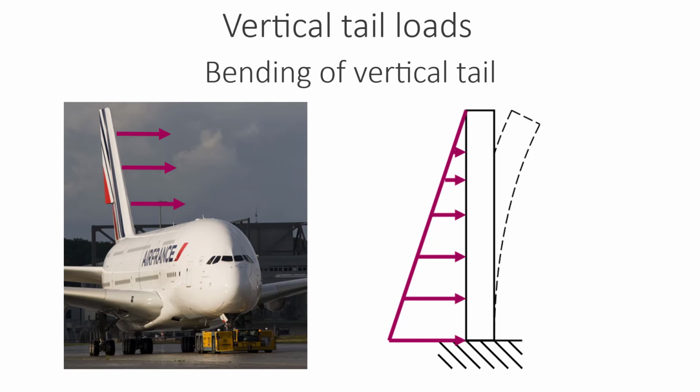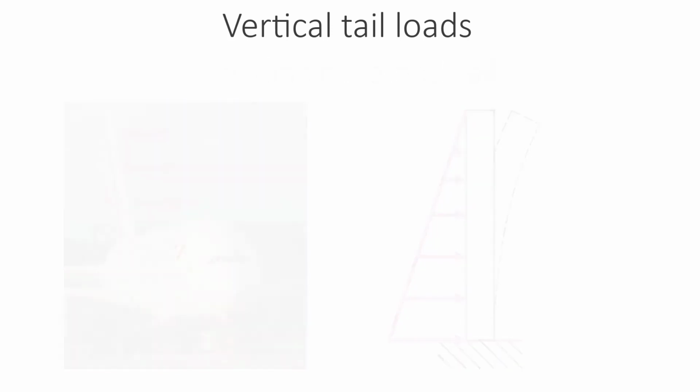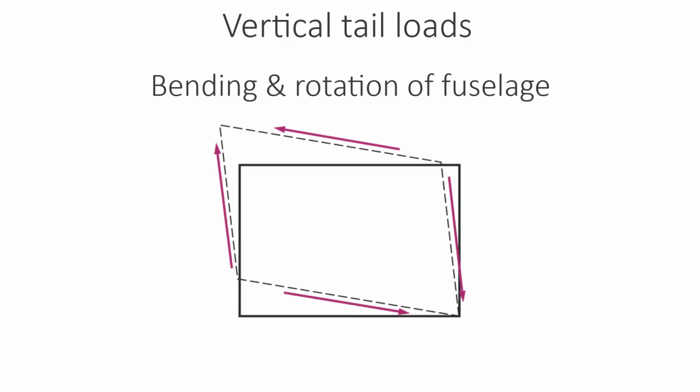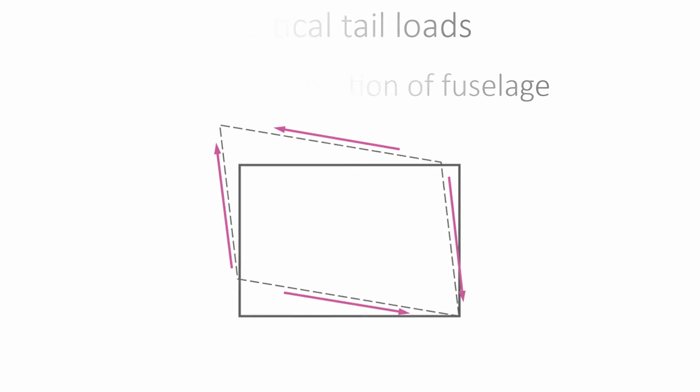But this is only the part of the vertical tail. If we now consider the whole structure and assume that the fuselage is clamped at the location of the wing, what we can then see is that the bending moment on the vertical tail will rotate the fuselage. This will cause the fuselage skin panels to deform in shear. You thus have to consider the whole load path in the entire airframe and consider all the loads.